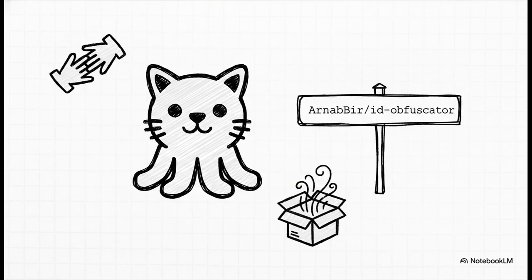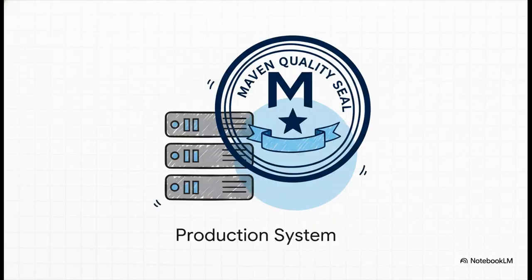The entire project is completely open source and waiting for you on GitHub. You can find it under id-obfuscator. You can read the code, see the tests, and understand exactly how it works. There's no hidden magic. And as I said, it's officially published on Maven Central. This is your signal that it's a stable, trusted library that's ready to be used in your production systems today.